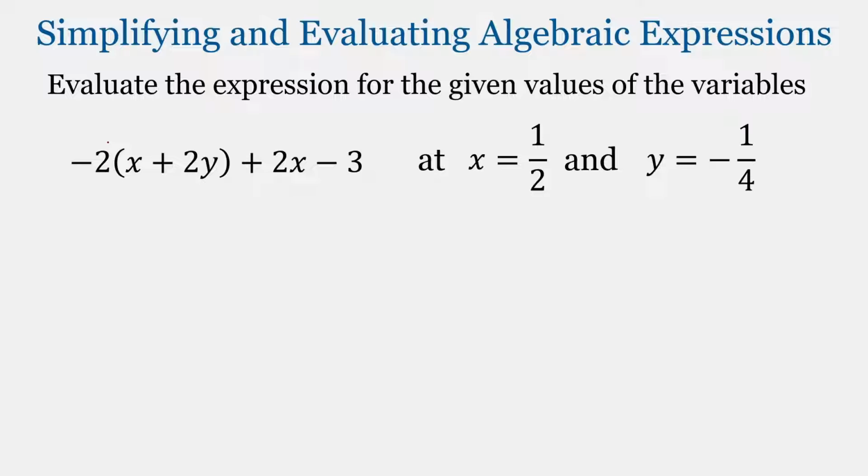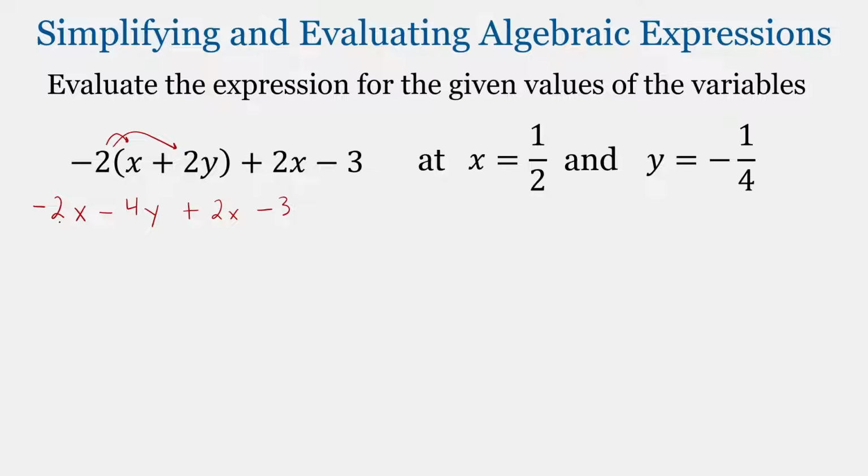So for today's examples, we're going to evaluate using both methods. First, we'll simplify down the algebraic expression, and then we'll evaluate at the given values. And then use the second method, where we plug in the values first to check our answers. Again, we should get the same value. So the first step here is we're going to distribute this -2. So now we have -2x minus 4y plus 2x minus 3.